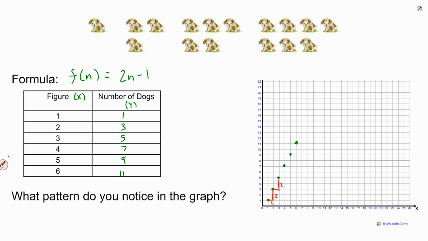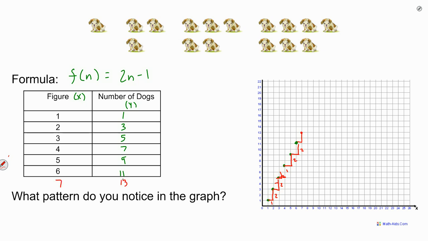Okay, so the next one, I go over 1 and up 2. Over 1, up 2. Over 1, up 2. And that pattern continues and continues. So if I want to find the next term, I could go over 1, up 2. For picture 7, would I have 13 dogs? Yeah, I would. I would just add 2 and I keep going.